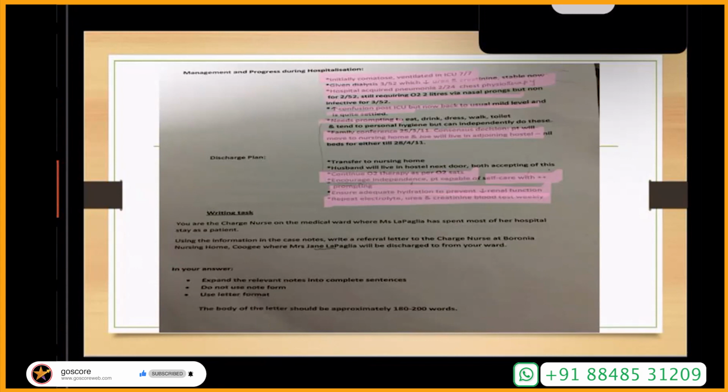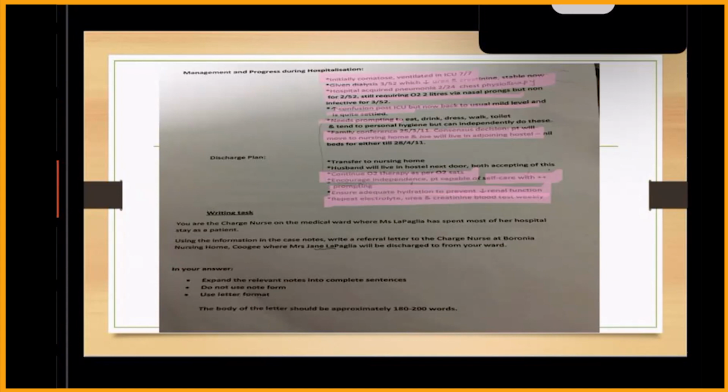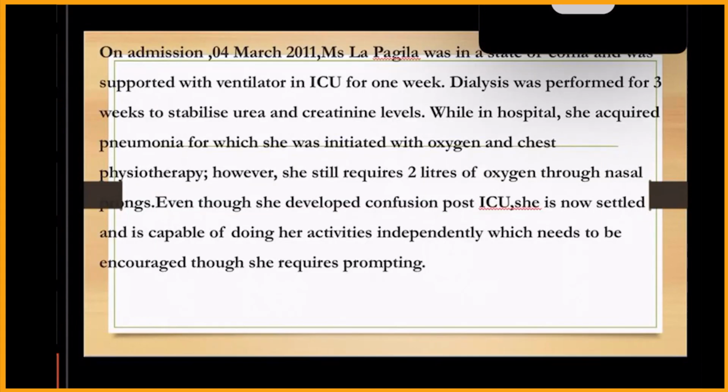I'll explain this in Malayalam also. Even though she developed confusion post ICU, she is now settled, and is capable of doing all her activities independently, which needs to be encouraged, though she requires prompting. Is it clear? Did everyone read that? Shall I move on? Yes, ma'am. So now what is left?